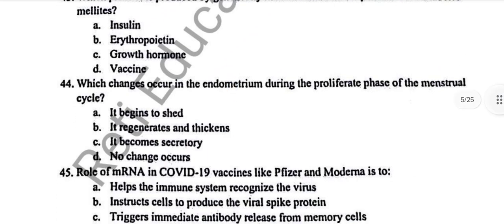Question number 44. Which changes occur in the endometrium during the proliferative phase of the menstrual cycle? A. It begins to shed. B. It regenerates and thickens. C. It becomes secretory. D. No change occurs. And the correct option is B. It regenerates and thickens. Estrogen stimulates repair and thickening of the endometrium after menstruation.